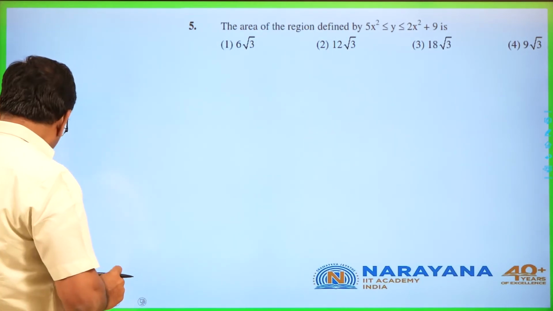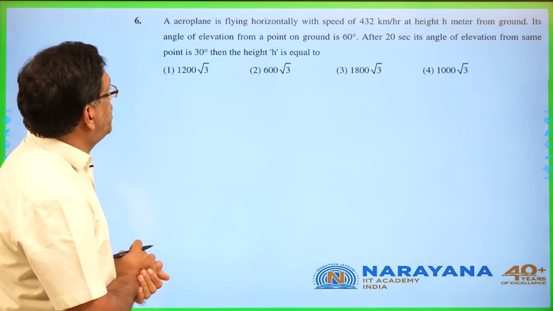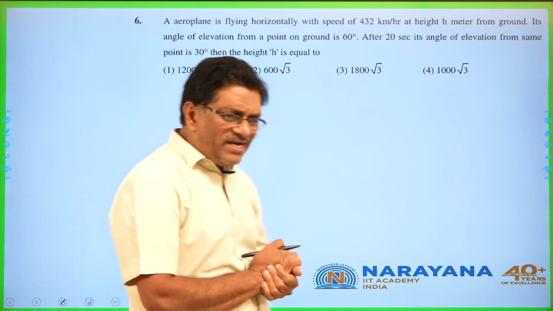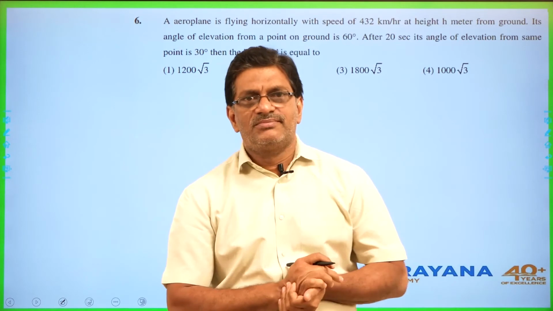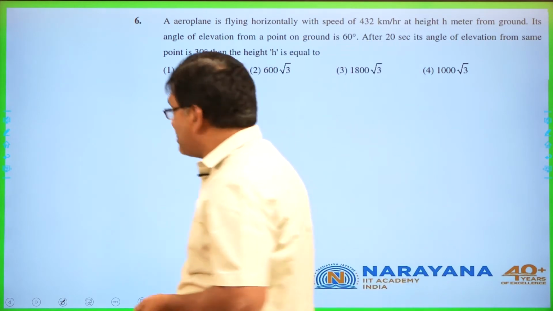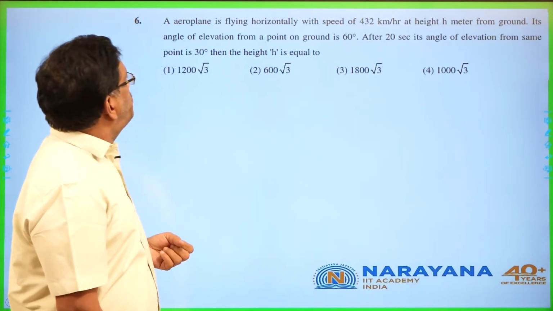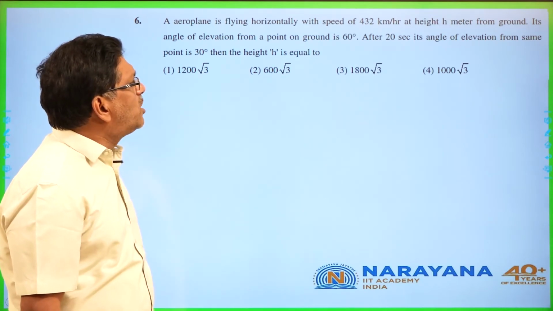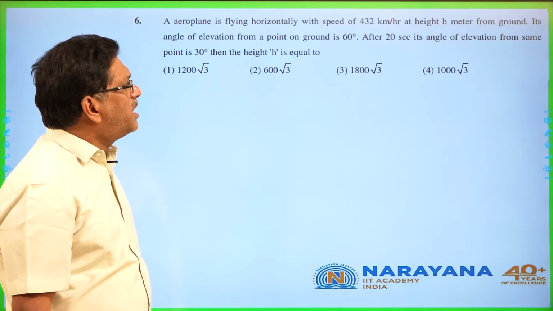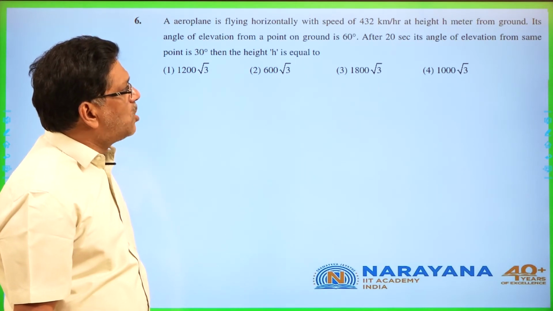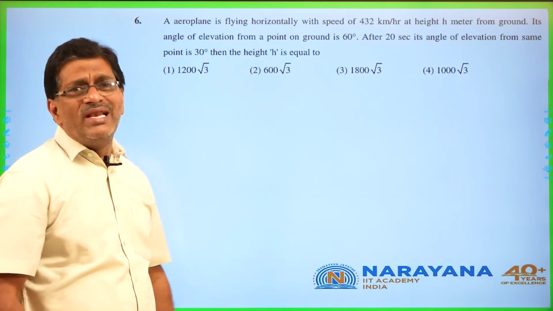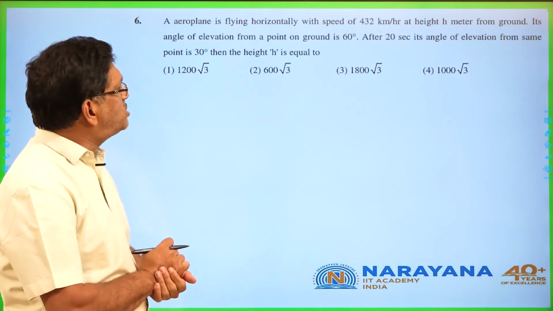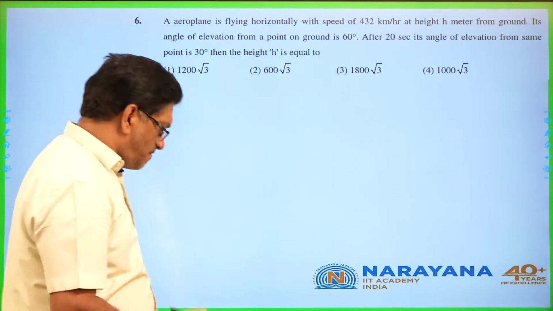So, the next question is a simple question from heights and distances. Let us read the question. An aeroplane is flying horizontally with a speed of 432 kilometers per hour at a height h meters from the ground. Its angle of elevation from a point on the ground is 60.